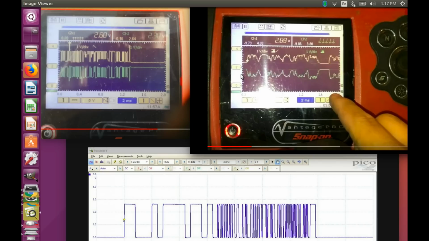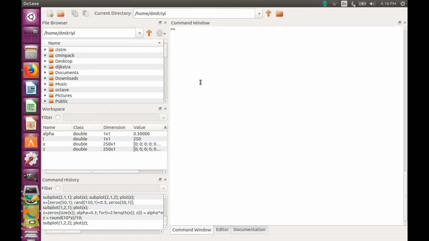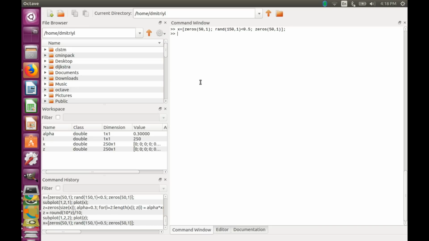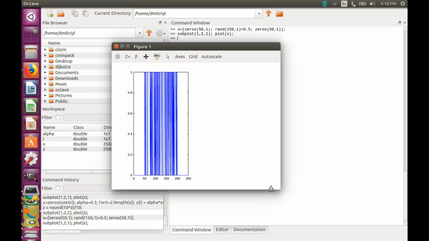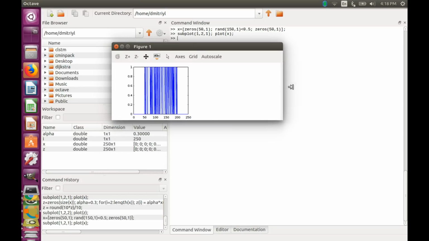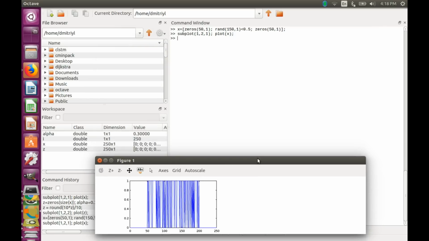To confirm that, or at least validate that conclusion, we can apply a filter mathematically to a digital square wave packet. We will do it in a program called Octave, which uses a MATLAB-like language to do computations and plot graphs. First, we will create a packet with random transitions, bits low and high. We will plot them on a graph like this and confirm that yes, we have a digital square wave.